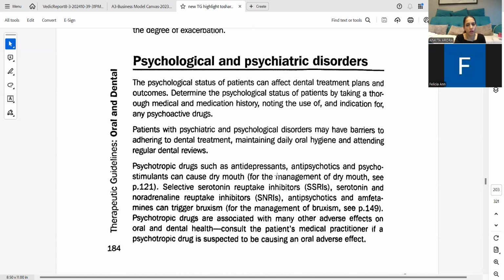Psychotropic drugs such as antidepressants, antipsychotics, and psychostimulants can cause dry mouth. Selective serotonin reuptake inhibitors (SSRIs), serotonin and noradrenaline reuptake inhibitors (SNRIs), antipsychotics, and amphetamines can trigger bruxism. Psychotropic drugs are associated with many other adverse effects on oral and dental health. Consult the patient's medical practitioner if a psychotropic drug is suspected to be causing an oral adverse effect.